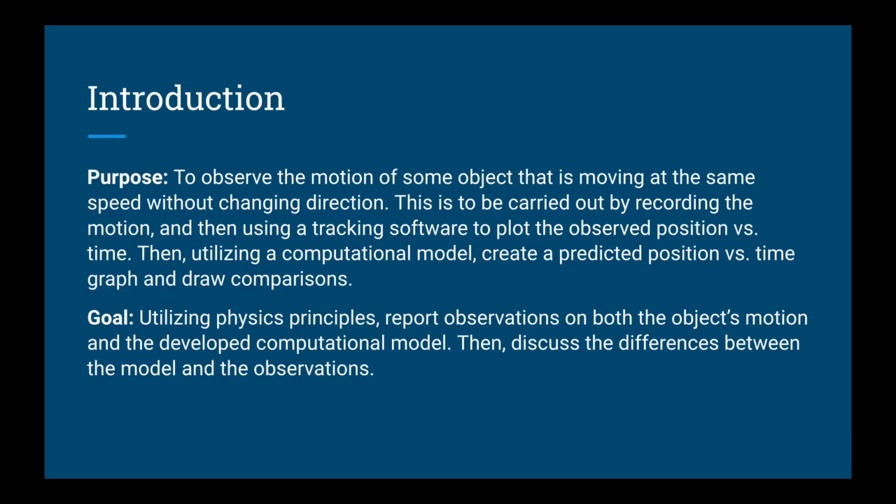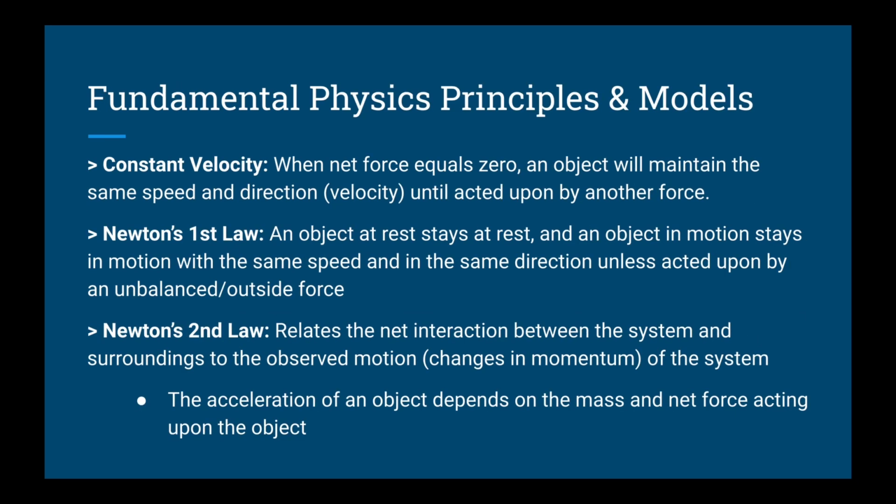The purpose of the lab is to observe the motion of some object that is moving at the same speed without changing direction. This was to be carried out by recording the motion and creating a computational model, then comparing the predicted versus actual graphs. Utilizing physics principles, the goal is to report the observations on both objects' motion and the developed computational model. Then we're to discuss the differences between the model and the observations made.